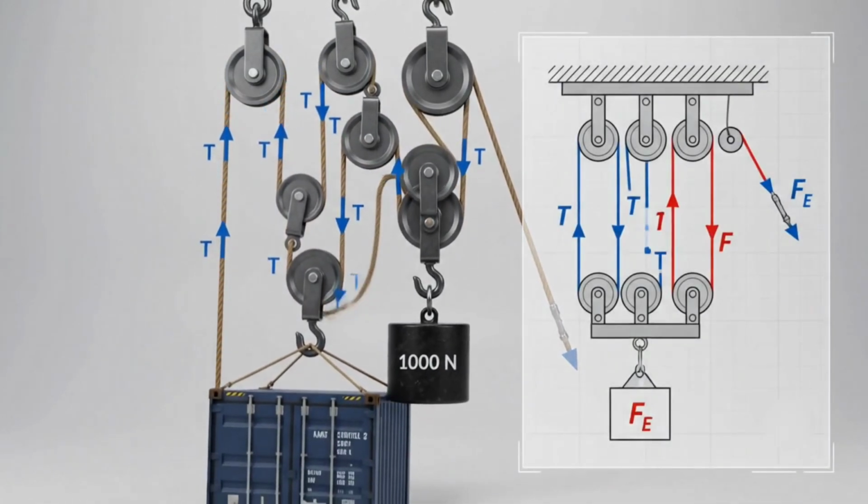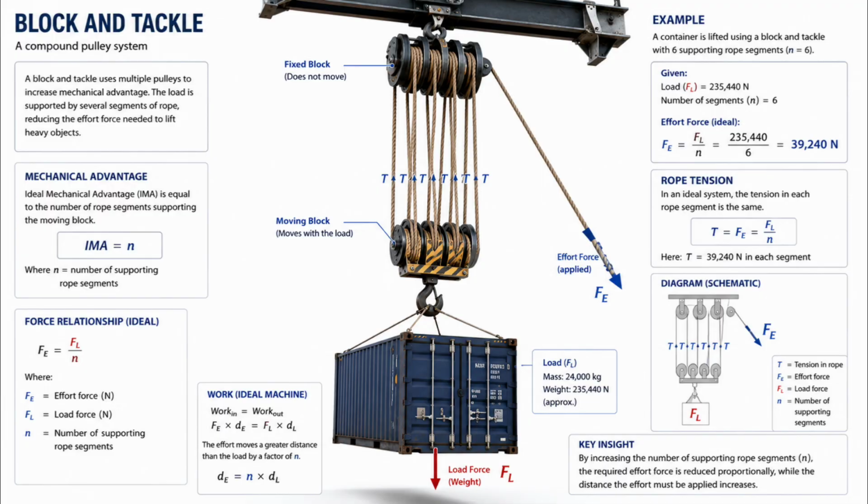However, compound pulley systems distribute the load among multiple rope segments, reducing the effort needed to lift heavy objects. The operation of pulleys is based on tension forces, where the tension remains nearly constant throughout an ideal rope. This allows heavy loads to be lifted efficiently in cranes, elevators, and construction systems.